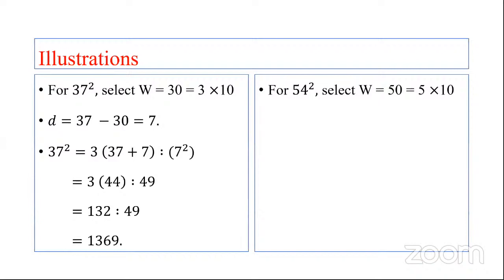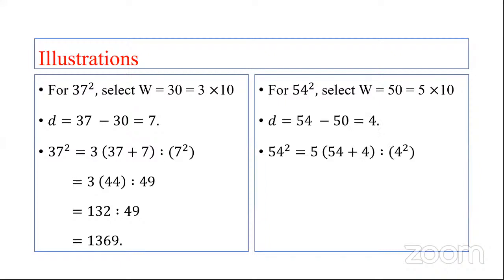54 square. Deviation 4, or A1, whatever you want to look at. 54 square will be 5 times 54 plus 4, which is the deviation, left part, and 4 square, right part. So 58 into 5 will give me 290, 16. 1 shifted to the left part, 2916 is the answer.